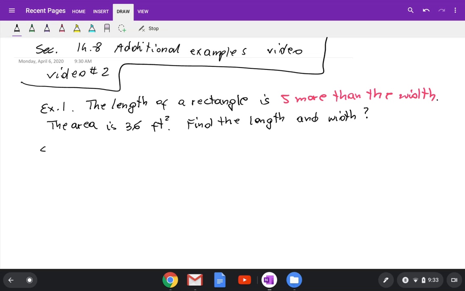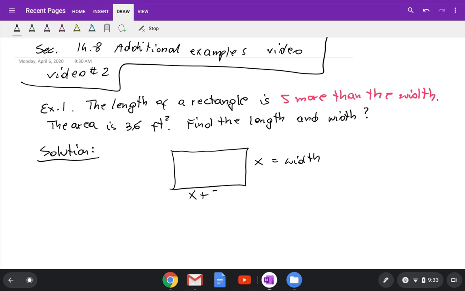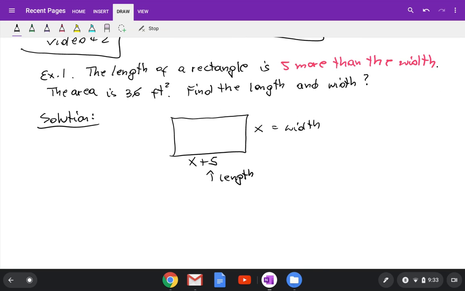Okay, so let's talk about the solution. So we have a rectangle, and like you see in this problem, they're comparing the length to the width. So width, I'm going to label with x. X is the width. The length of the rectangle is 5 more than the width. So you don't want to introduce an extra variable, just use the information that the length is 5 more than the width, which means x plus 5, and that's going to be the length. So we have it, x is the width, length is x plus 5.